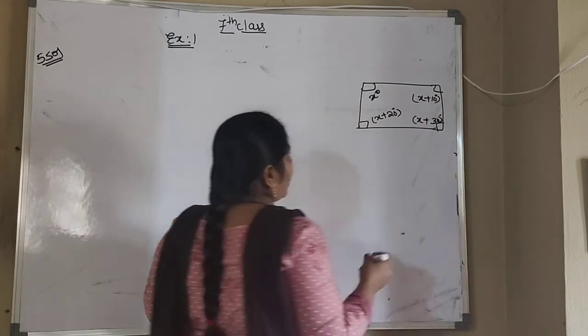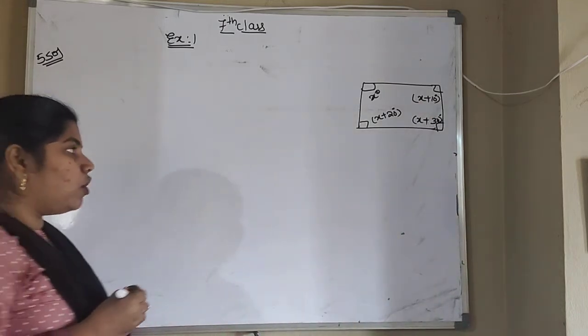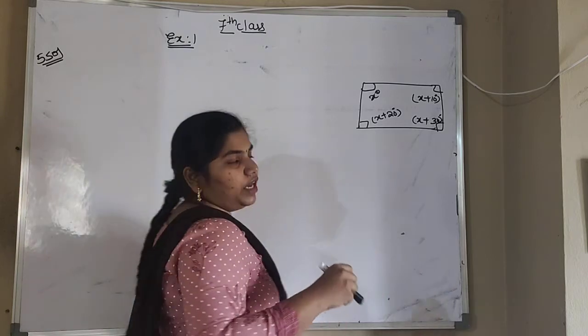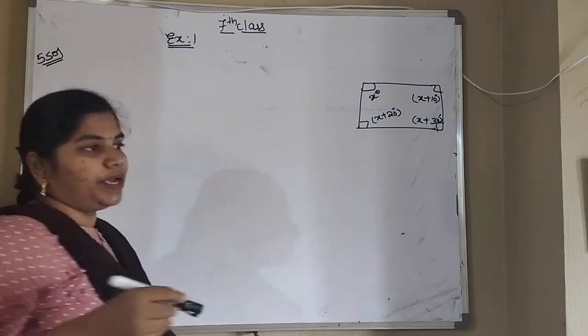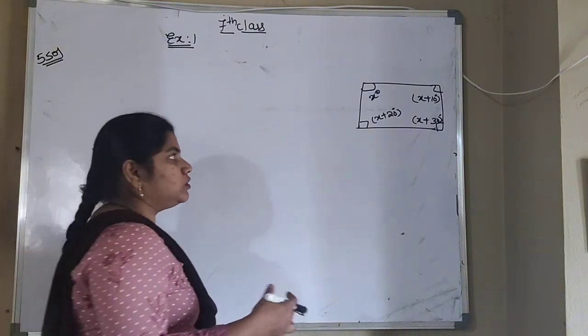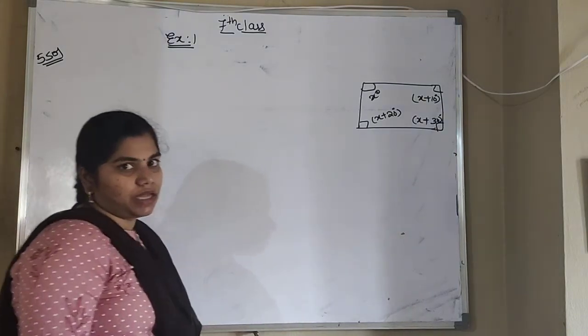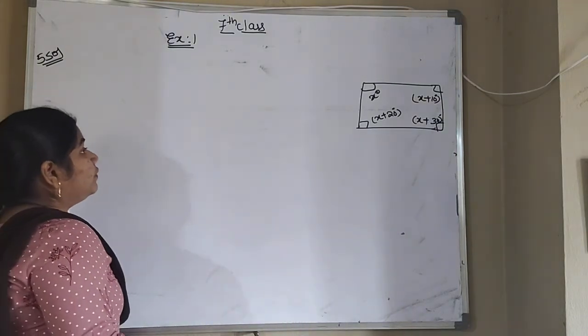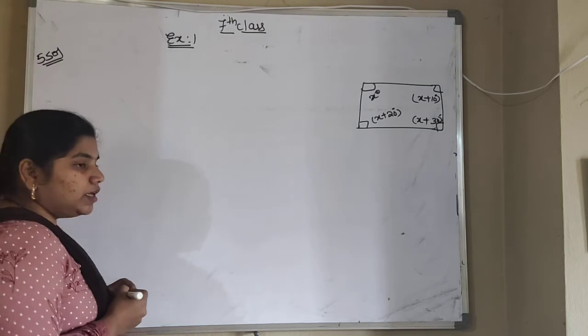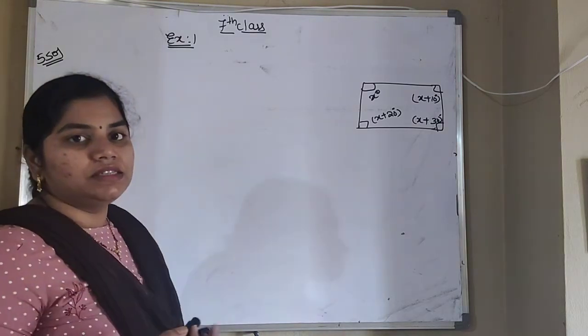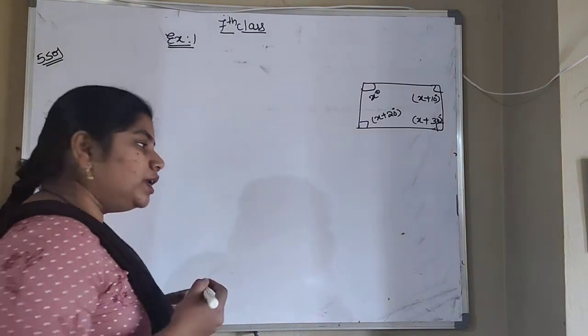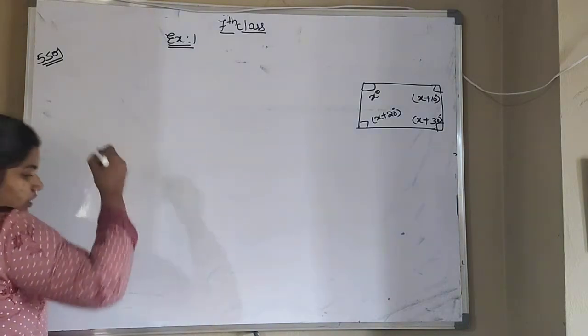So this one we have to solve now. We have to find all the angles here. You can take not only a rectangle, you can take other types of figure also. Just for a rough figure I drew that. Already we know that the sum of 4 angles in a quadrilateral will be equal to 360 degrees.